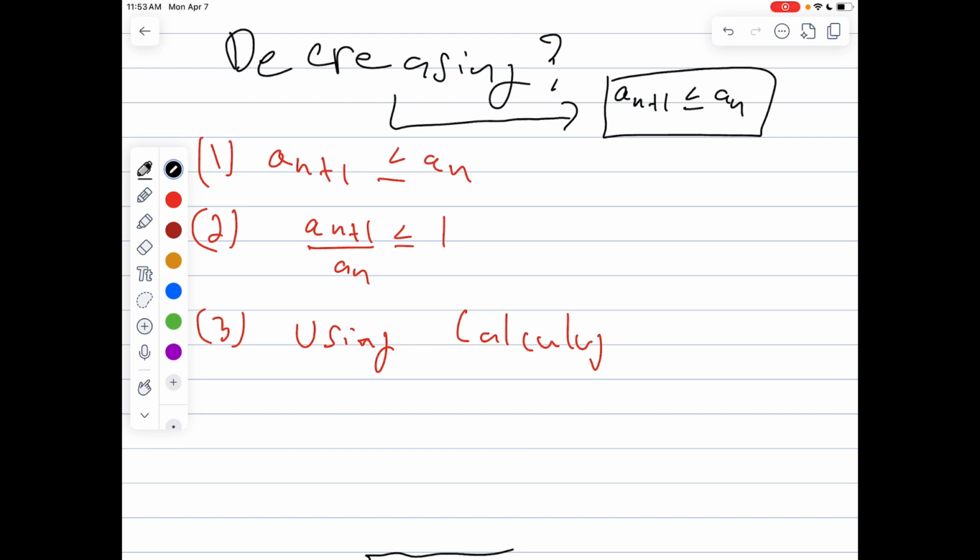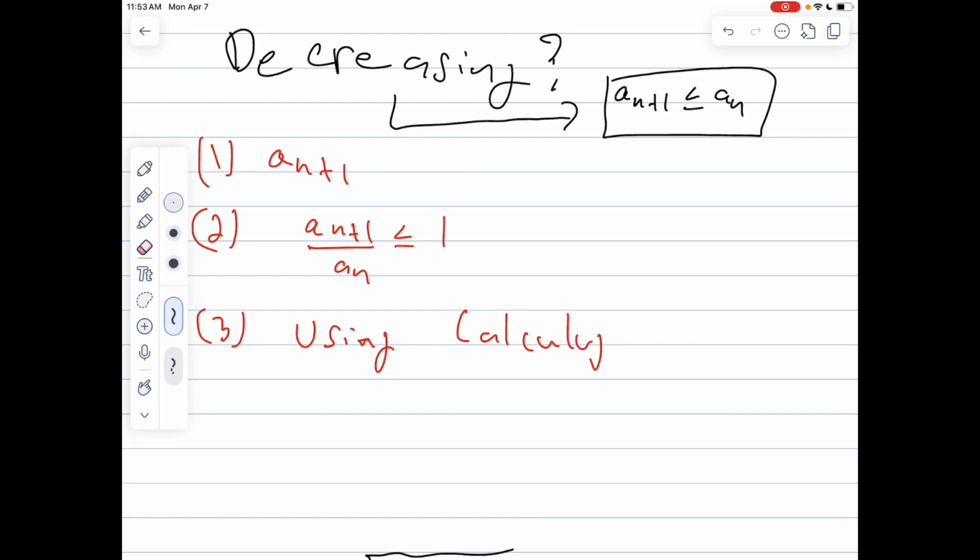Decreasing means that a sub n plus 1 is less than or equal to a sub n, given a sequence a sub n. In other words, given one term of a sequence, it's less than or equal to the previous term. Okay. Now, three ways of proving that.